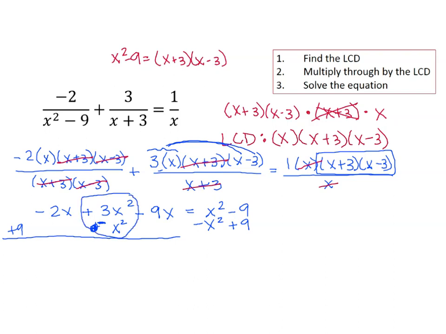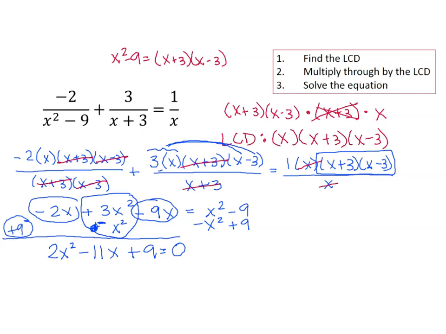So when I do that, I start with my x squared terms. 3x squared minus x squared gives me 2x squared. And then I look at my x terms. I've got a negative 2 and a negative 9, which is negative 11x. And then I have my plus 9 sitting over here by itself, equal to 0.